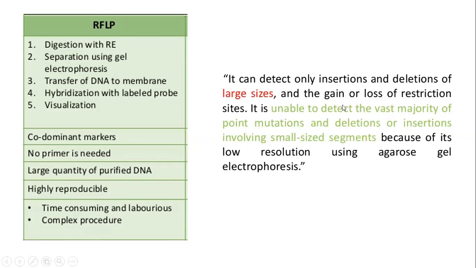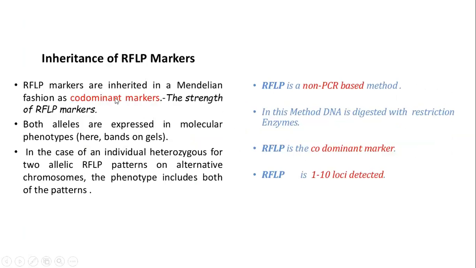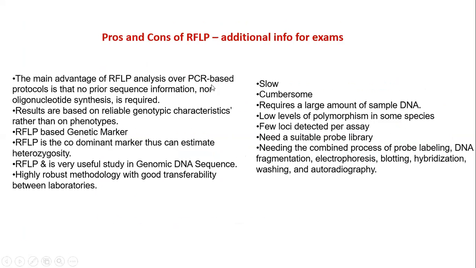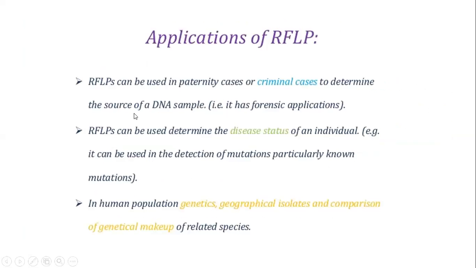I have given you a little more lecture with descriptive notes. You can read it and make notes of it. Non-PCR, codominant. RFLP can cover 1 to 10 loci detected, so that's why it's called a multi-locus marker. Make notes of the advantages, disadvantages, pros and cons, and applications of it.